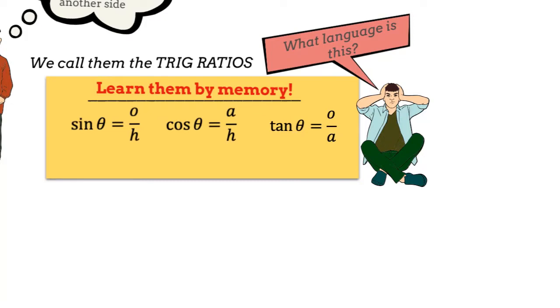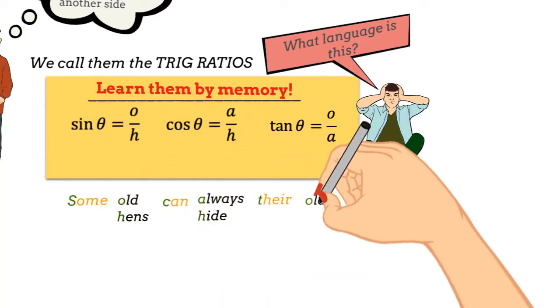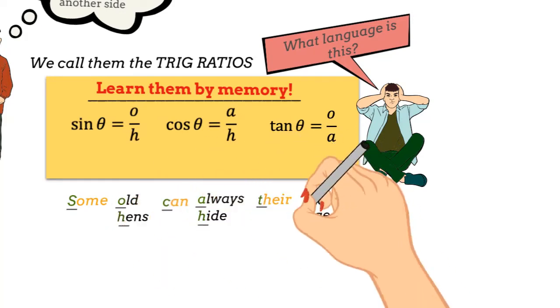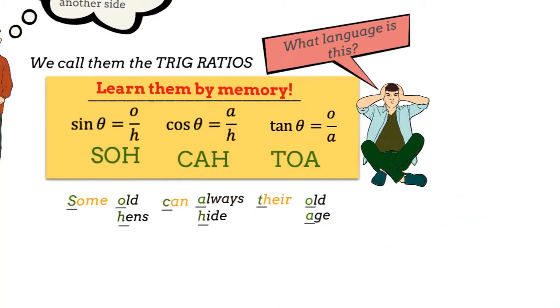My teacher once told me that a nice way to remember these trig ratios is to say the following sentence: some old hens can always hide their old age. And taking the first letter from each of these words in this sentence spells out SOH CAH TOA. A nice easy way to remember the trig ratios.